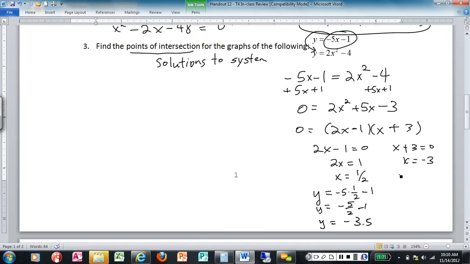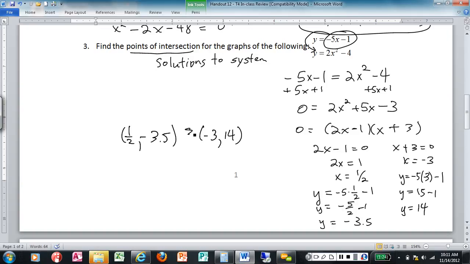If x is negative 3, we'll have y equals negative 5 times negative 3 minus 1. So that would be y equals 15 minus 1. That's 14. So my two answers there, two answers again: 1/2, negative 7 halves, and negative 3, 14. Did I get those right? Did I do something wrong there? That's what I got. Got that before, so I'm okay. All right.